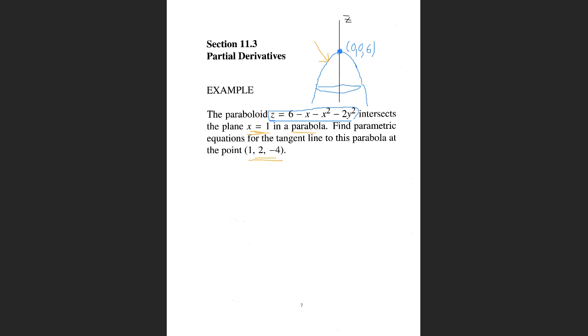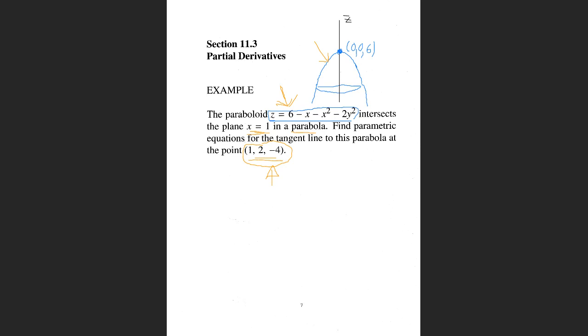Now, is 1, 2, -4 on the paraboloid? Is this point on the paraboloid? I mean, should it be on the paraboloid? They just came up with this point 1, 2, -4. But I'm asking, is that point on the paraboloid? That's right, Ryan. It is on the paraboloid.